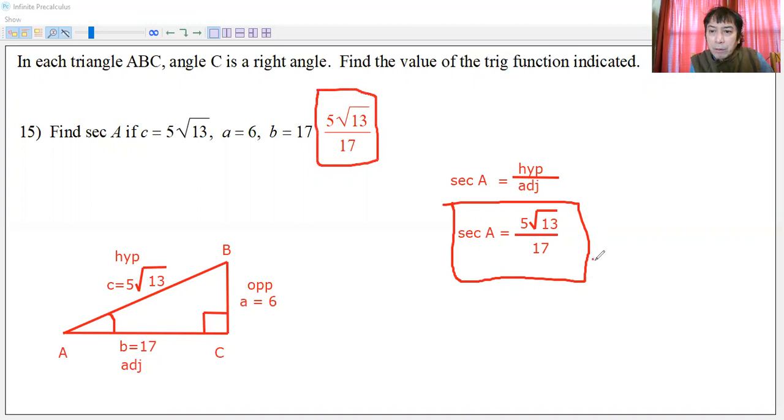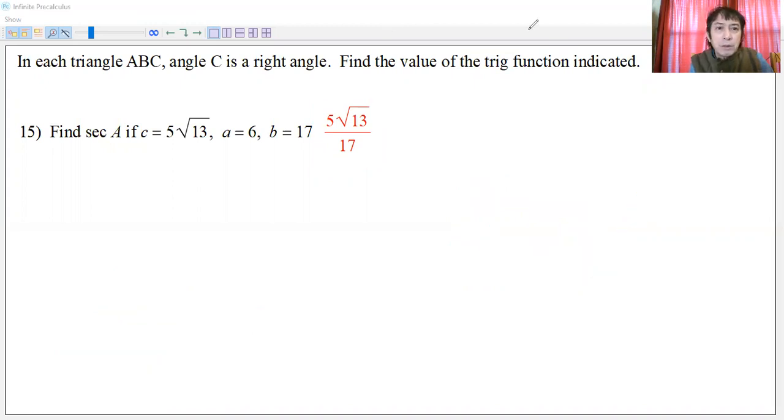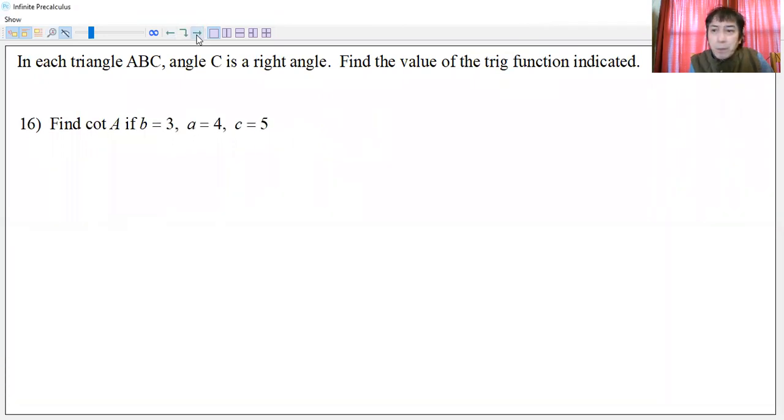And we're correct, okay? All right, number 16. Let's continue with number 16. Find cotangent of A if sides B equals 3, A equals 4, C equals 5.